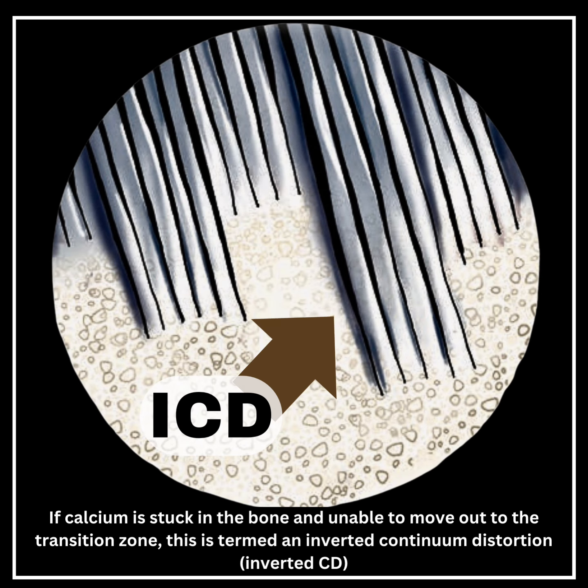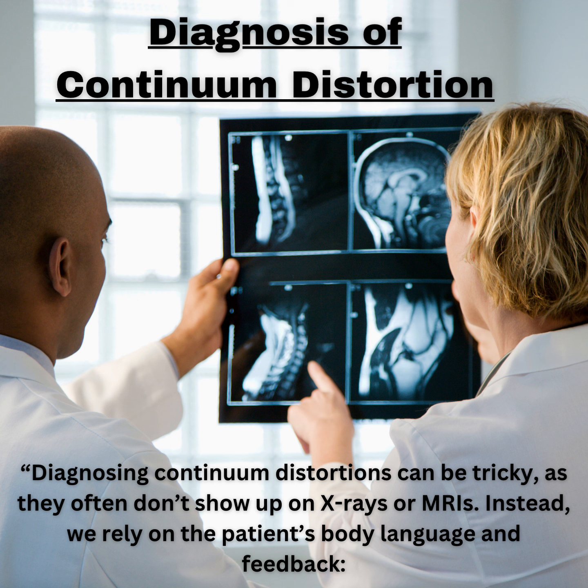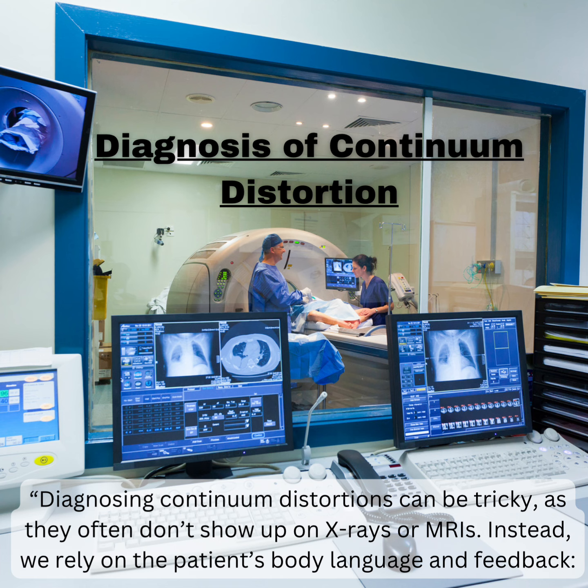Inverted Continuum Distortion, ICD. On the other hand, an inverted continuum distortion happens when the transition zone is stuck in a ligamentous, soft tissue state, meaning the mineralized parts aren't integrating properly into the bone. This type of distortion feels like a divot or a small indentation in the bone. Patients often describe it as deep pain, similar to a hole in a belt analogy, where the tissue is weak or sunken. Diagnosis of continuum distortion. Diagnosing continuum distortions can be tricky, as they often don't show up on X-rays or MRIs. Instead, we rely on the patient's body language and feedback.